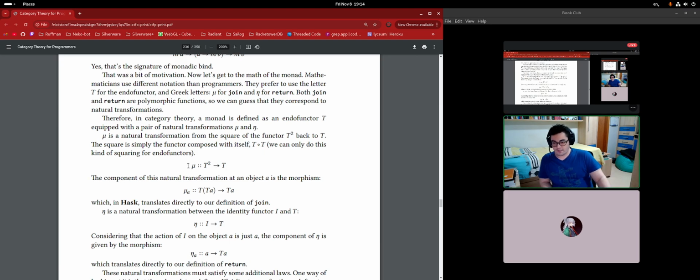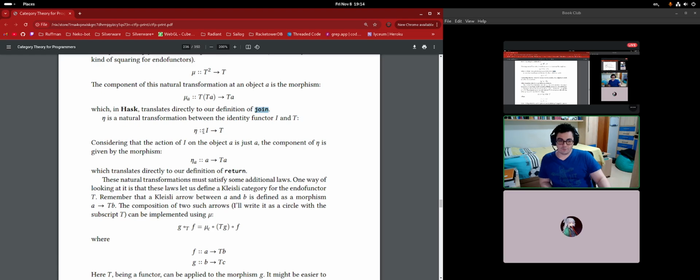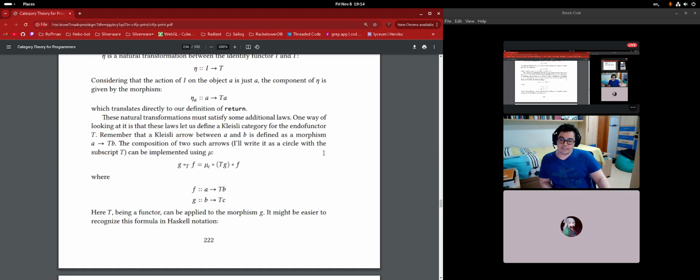Cool. So this is join, and as we already said, this is the Greek letter mu, and the component of this transformation at an object T is this thing. So again, M of A goes to M of A. This is join. Then we go to eta, which is basically return, which is basically pure, right? So you have the identity functor going to the target functor. In this particular case, if you apply it to an element A, it's going to do this, which is return. And then now we're going to go back to Kleisli categories, because we're going back to the fish.